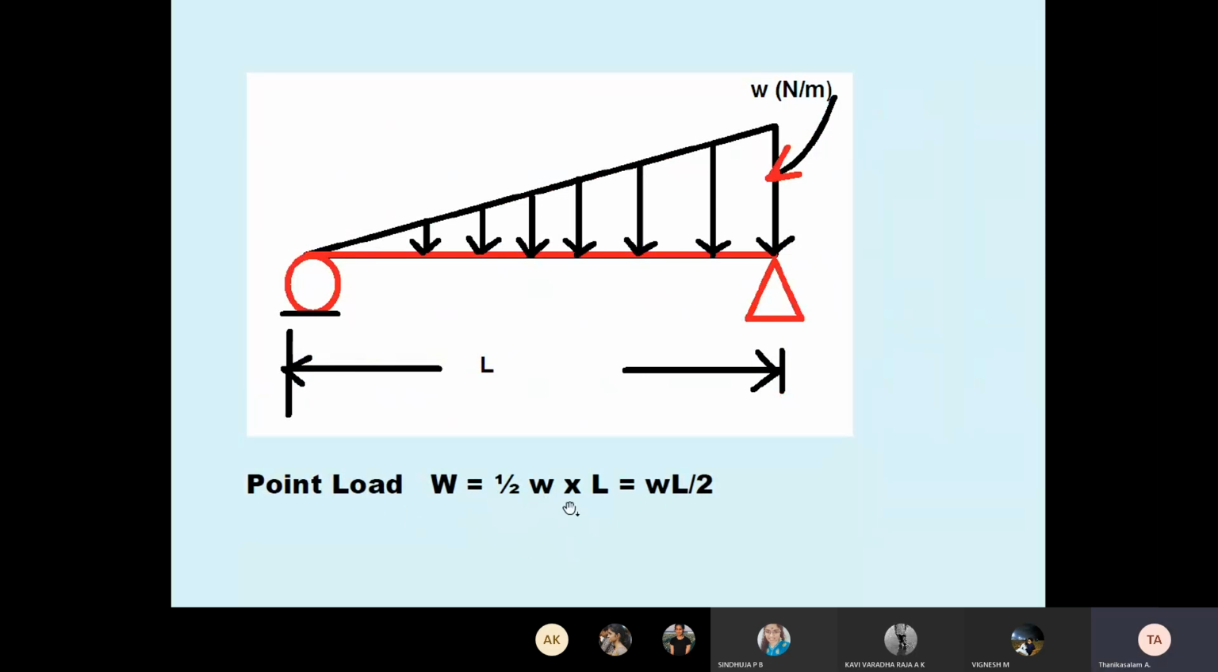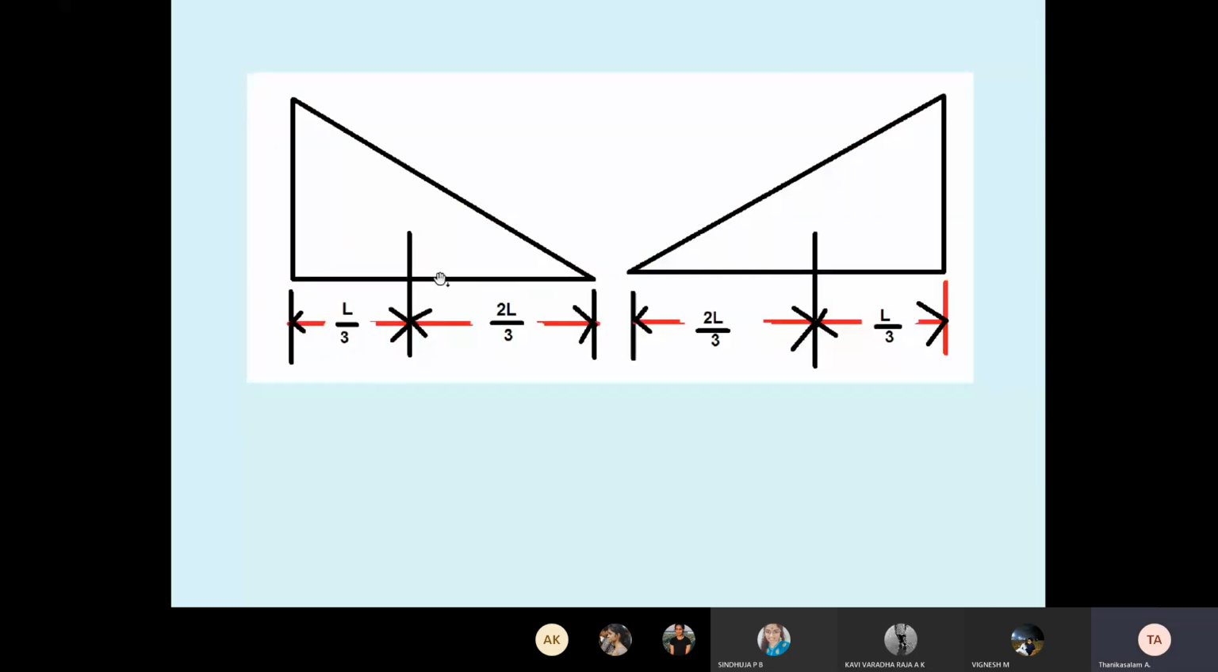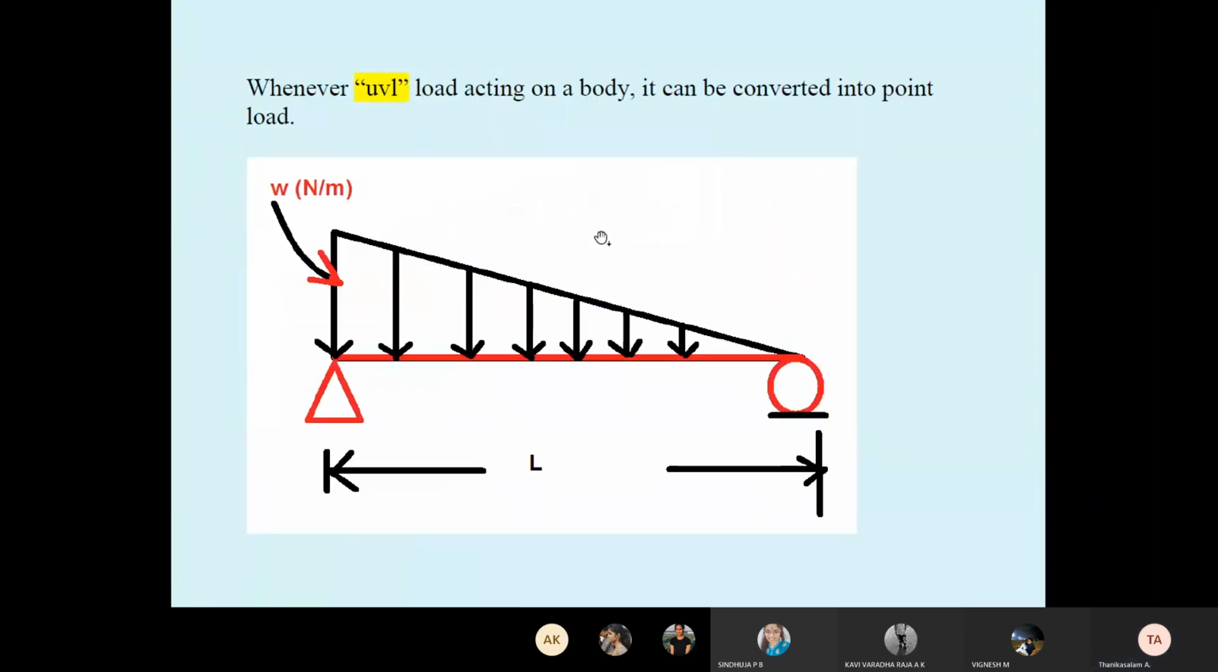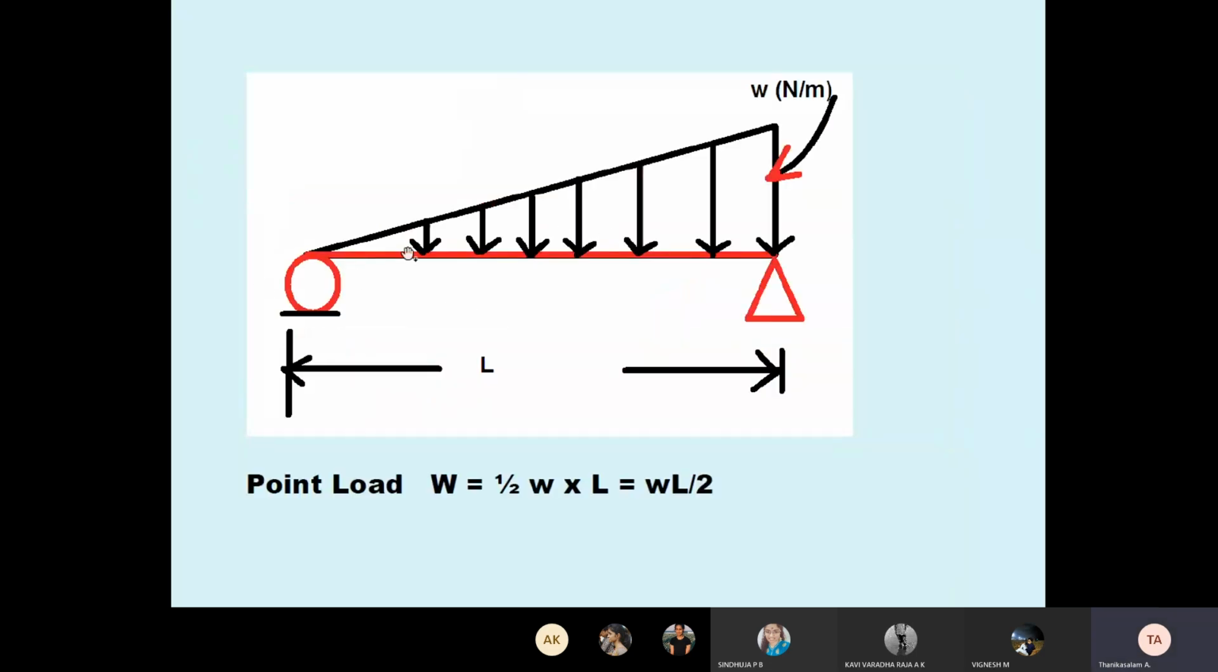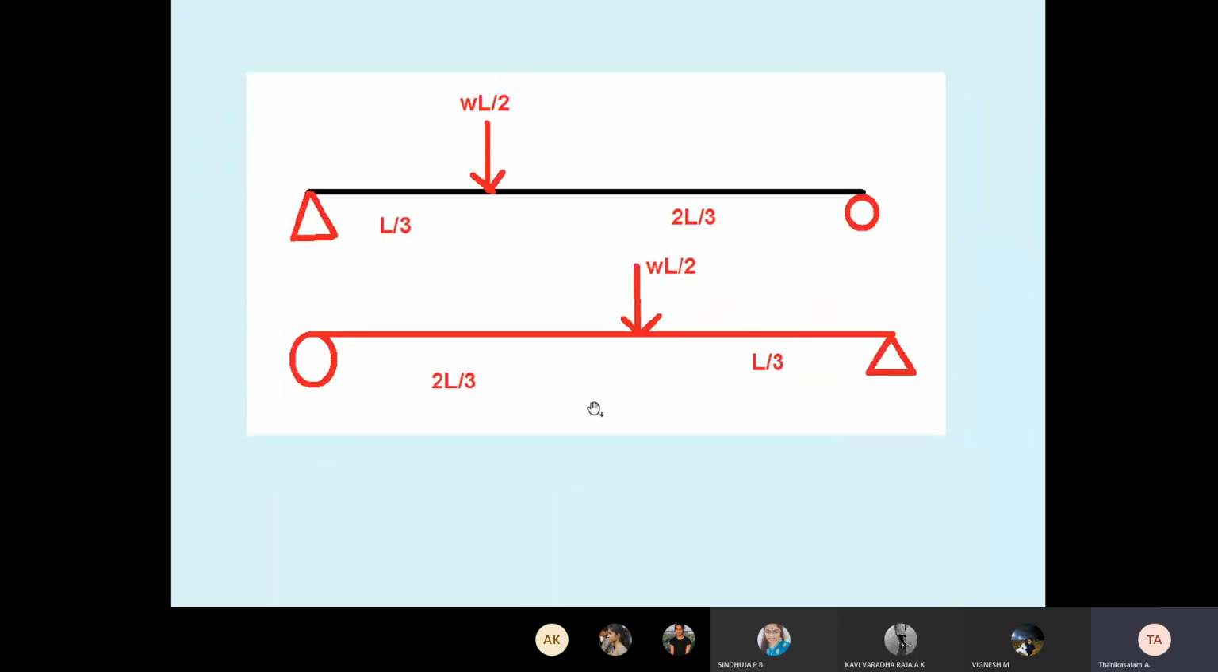Now where is it acting? Center of the triangle. So the center of the triangle, when the triangle is given like this, you have to mark this. See this diagram. Here two diagrams are given for your understanding. For this diagram, the WL by 2 acts at L by 3 distance from the left side. From the right side, 2L by 3 distance. For this diagram, 2L by 3. The triangle looks like this one. So from the left side, 2L by 3. Right side, L by 3.